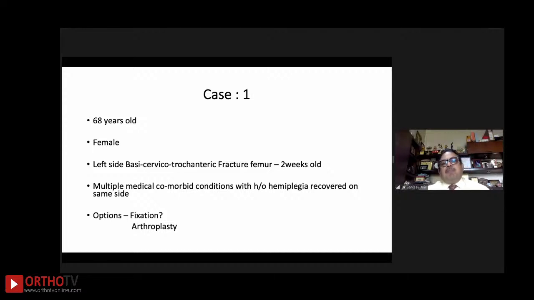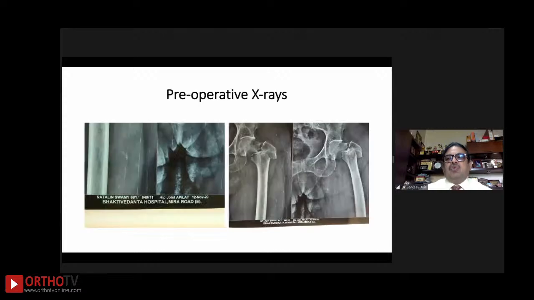My first case is a 68 year old female. She had a left side base cervicotrochanteric fracture, which was 2 weeks old. She also has multiple comorbid conditions, and a history of hemiplegia, recovered on the same side. Definitely, the option of fixation was dicey for us because it was 2 weeks old, and these were her x-rays preoperatively.